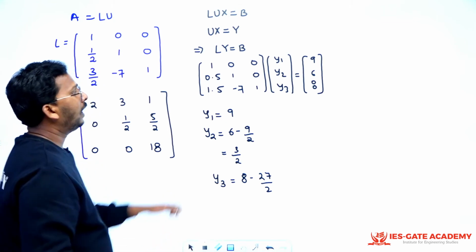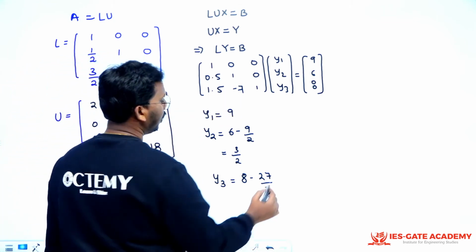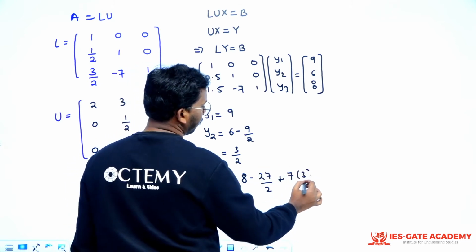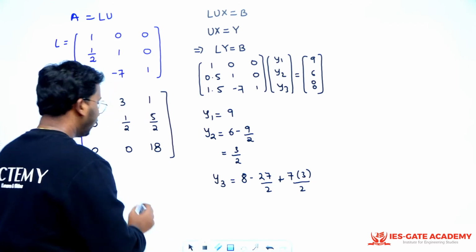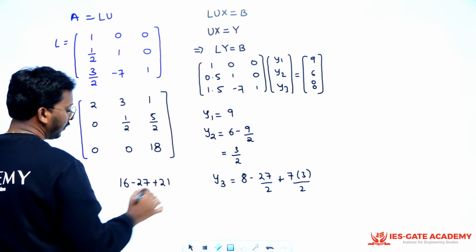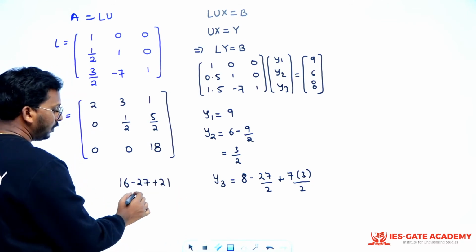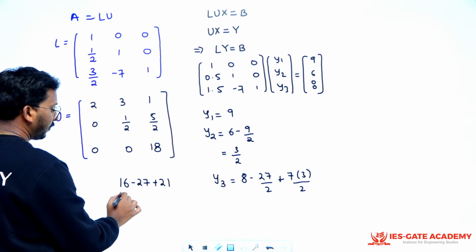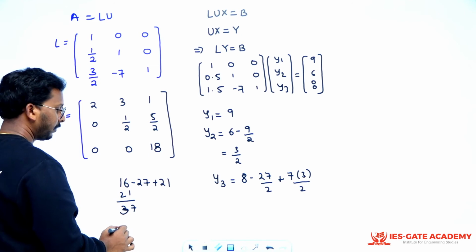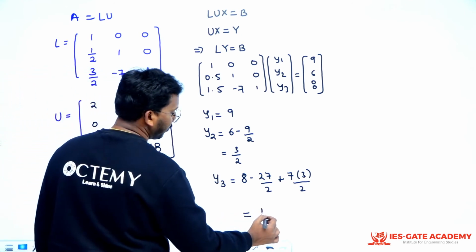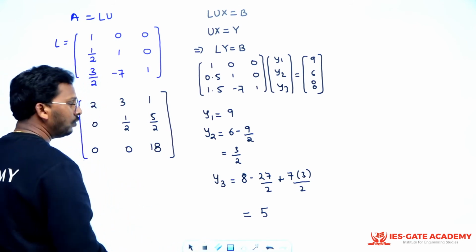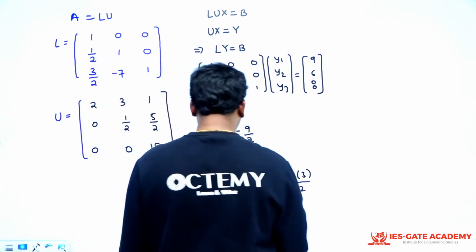And here what is there? Minus 7 is there. So it will become plus 7 into Y2, which is 3 by 2. So this would be 16 minus 27 plus 21. If you add 7, 37, 10 by 2, 5. This will become 5. Very good.